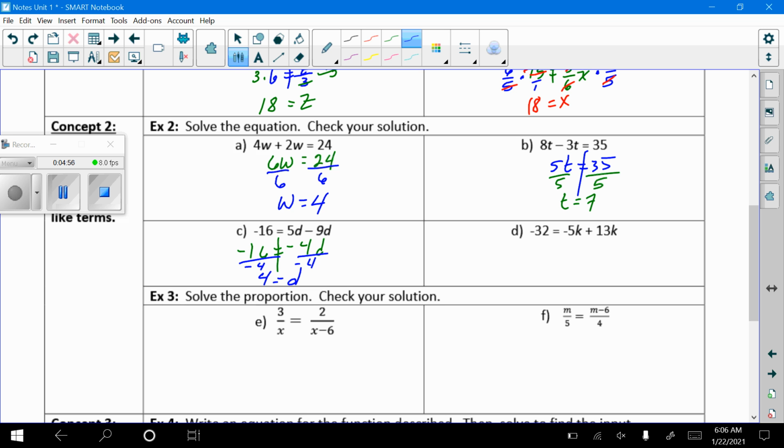The next one, try it on your own. So pause me and try it on your own, please. Okay, if I've got -5k plus 13k, and those are both k's, so if I have an order for 5 kites and I have 13 in stock, I would fill the order and I'd still have 8 of them left. And then now we have to divide by 8. So -4 is equal to k.